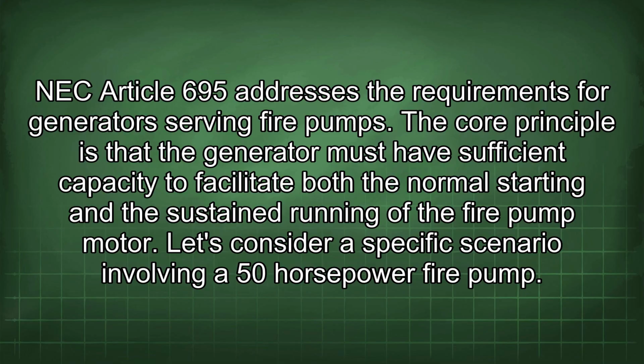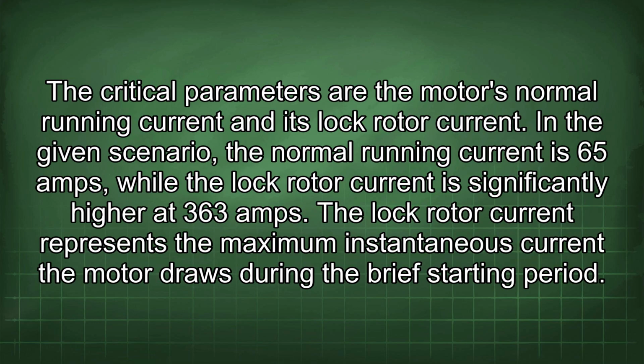Let's consider a specific scenario involving a 50 horsepower fire pump. The critical parameters are the motor's normal running current and its lock rotor current. In a given scenario, the normal running current is 65 amps, while the lock rotor current is significantly higher at 363 amps. The lock rotor current represents the maximum instantaneous current the motor draws during the brief starting period.